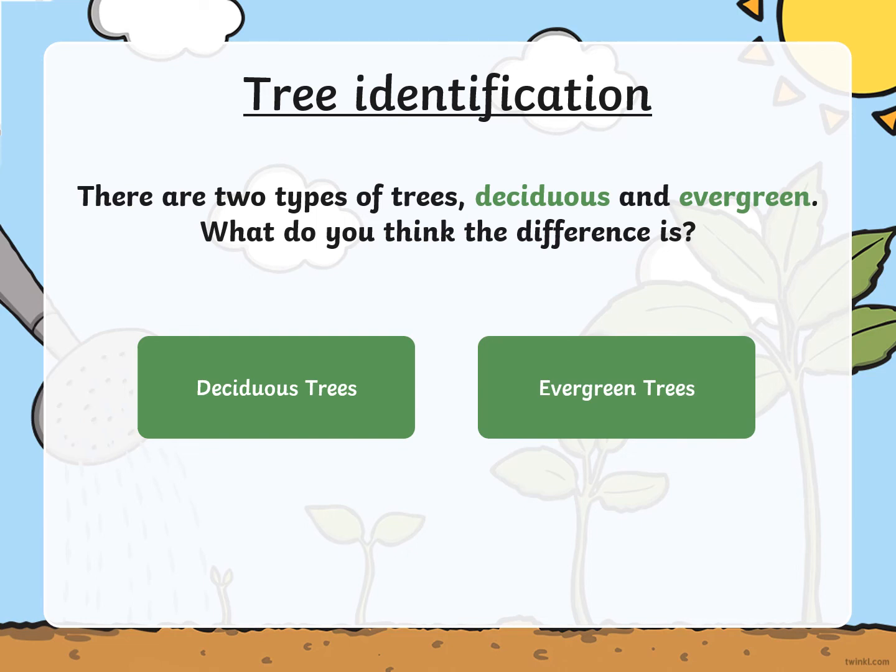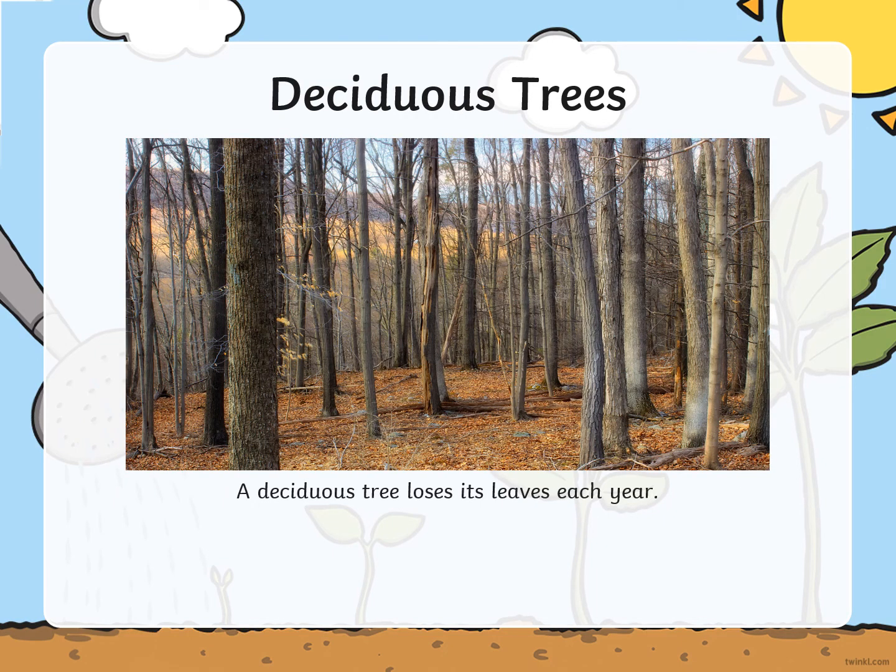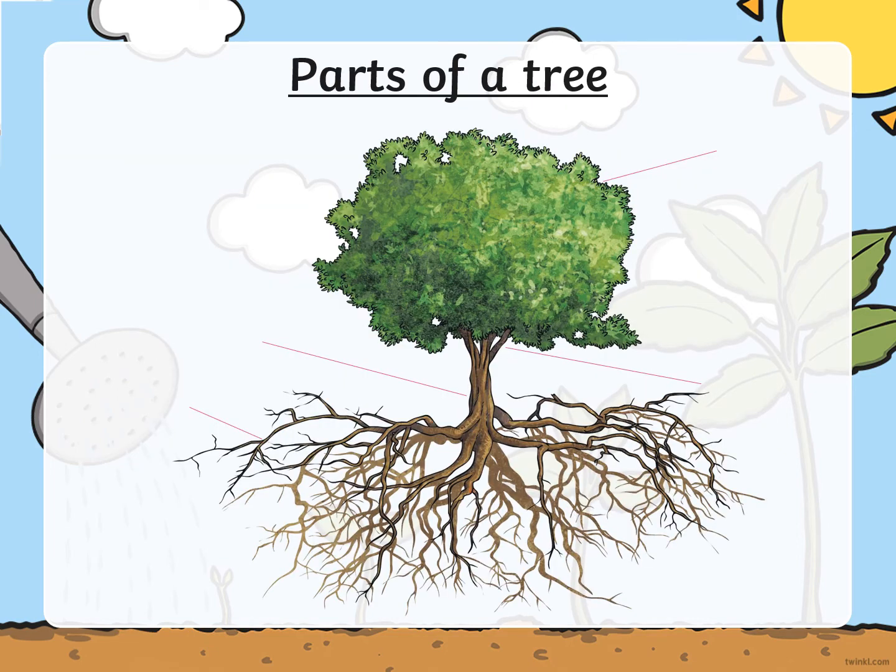Let's talk about them. An evergreen tree keeps its green leaves all year around. You can remember this from the name evergreen. But a deciduous tree loses its leaves each year. We have learned about the two types of trees. Now let's talk about parts of a tree. The parts of a tree include roots, trunk, branches, and leaves.